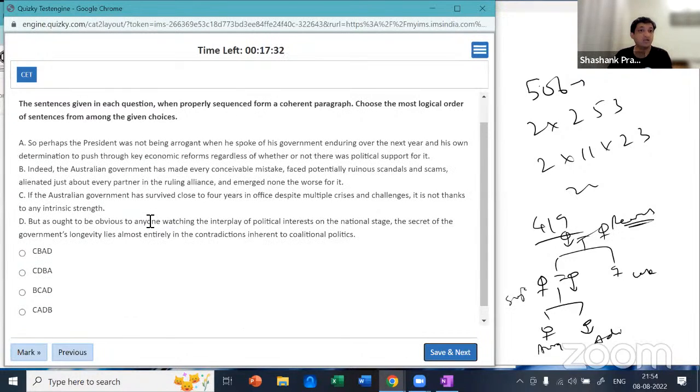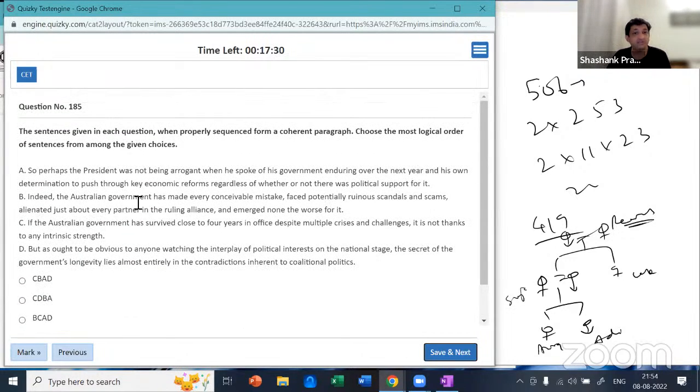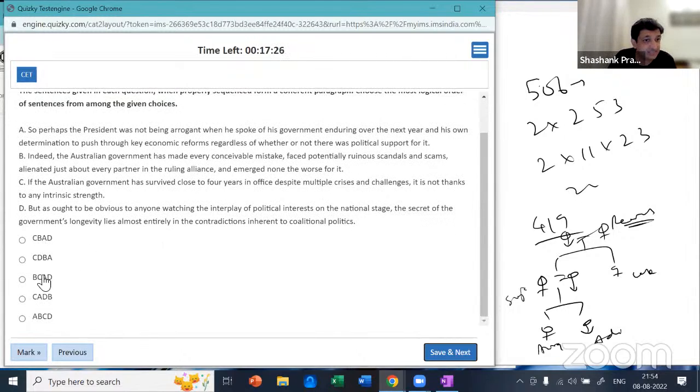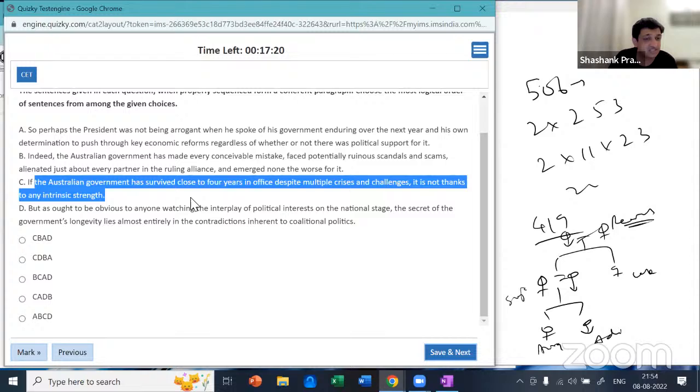Okay. Let's see. So perhaps the president was not being arrogant when he spoke of his government enduring over the next year and his own determination to push. Okay, take it. C, B, C. So C should be the starting point mostly. Indeed, the Australian government, CBAD, has survived close to. It is not thanks to any intrinsic strength.